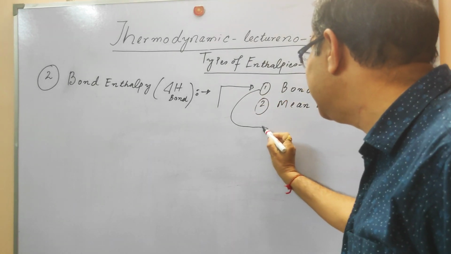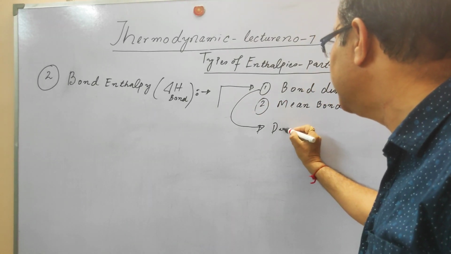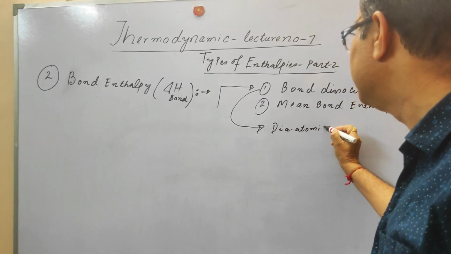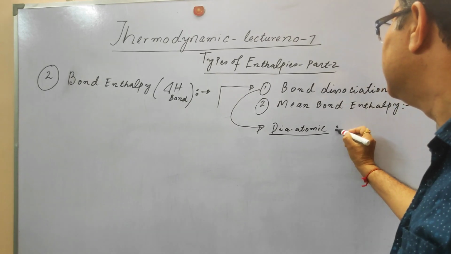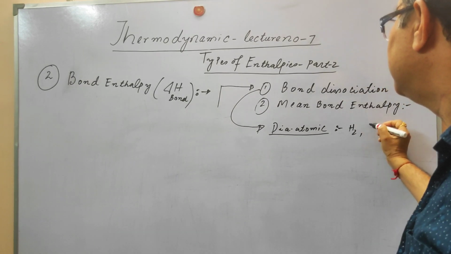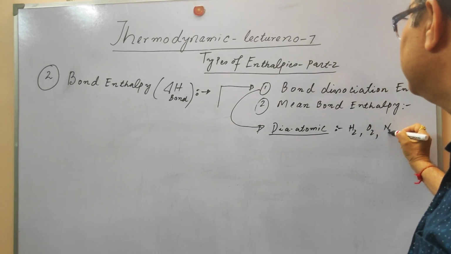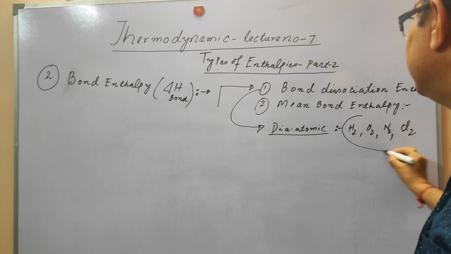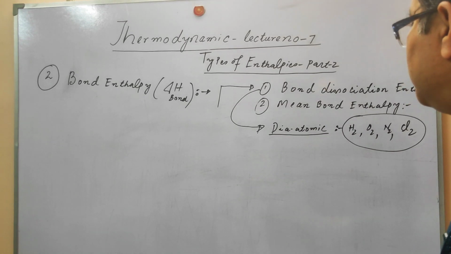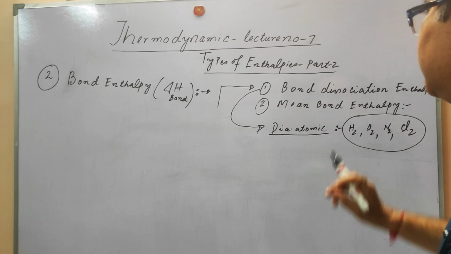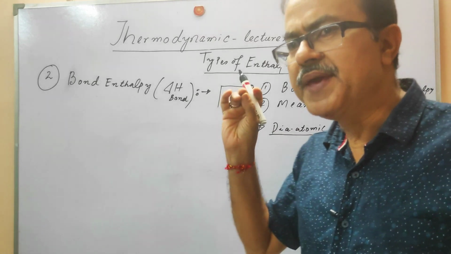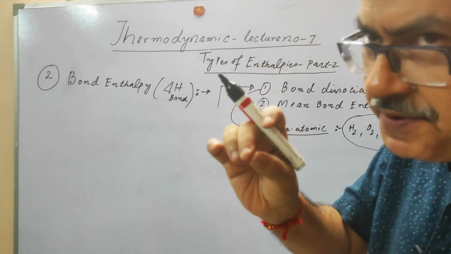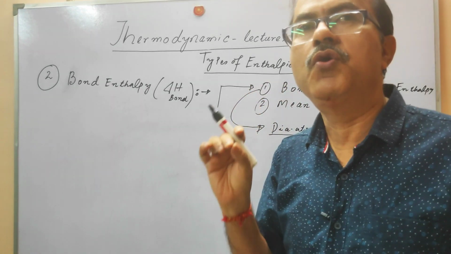When there are diatomic molecules, that means hydrogen molecules, oxygen molecules, nitrogen molecules, chlorine molecules. These are diatomic molecules. For these diatomic molecules, when we break the bond, 1 mole of bond, we will call the enthalpy associated with this reaction.